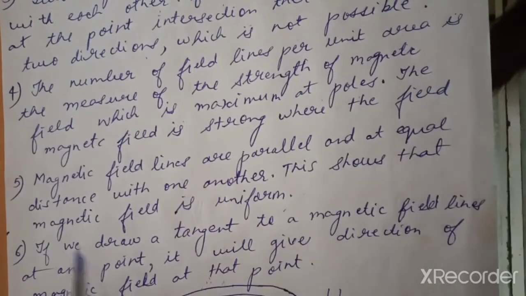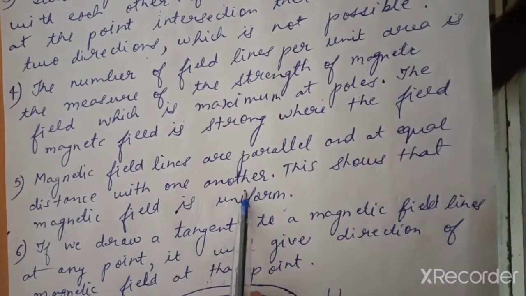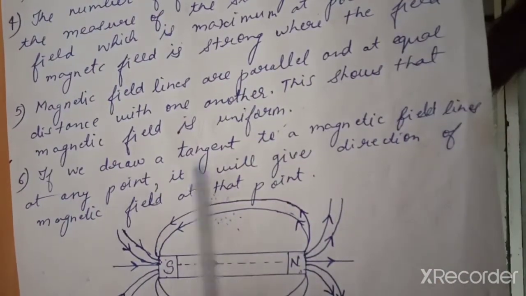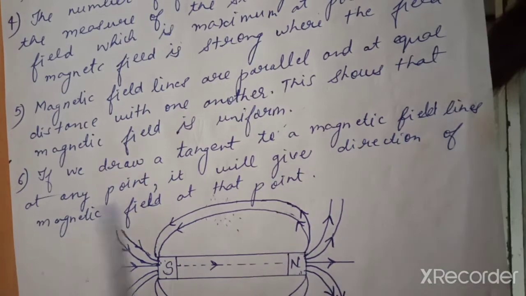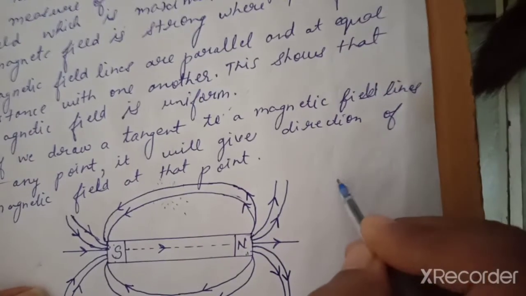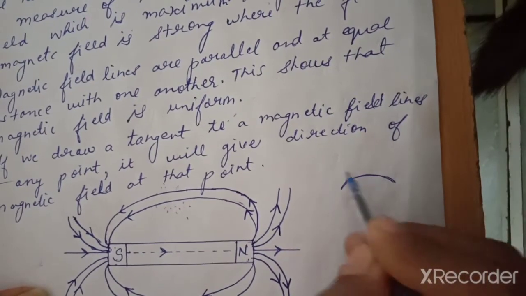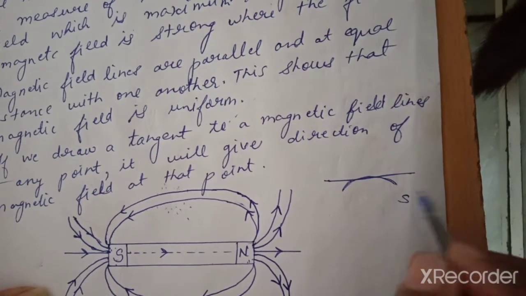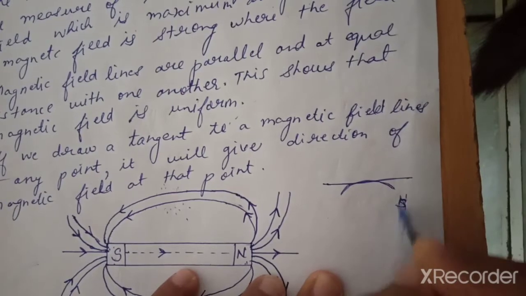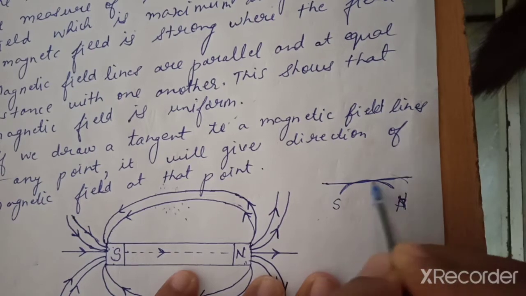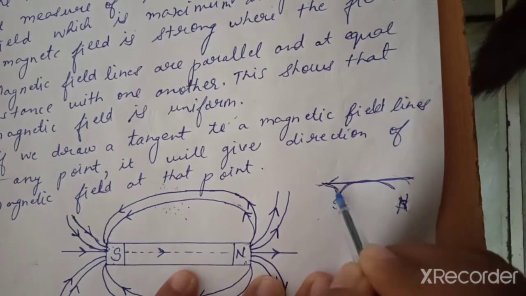Fifth point, magnetic field lines are parallel at an equal distance from one another. This shows that the magnetic field is uniform. Last, if we draw a tangent to the magnetic field lines at any point, it will give the direction of the magnetic field at that particular point. For example, if this is the north pole and this is the south pole, and we draw a tangent, this tangent will show the direction of the magnetic field.